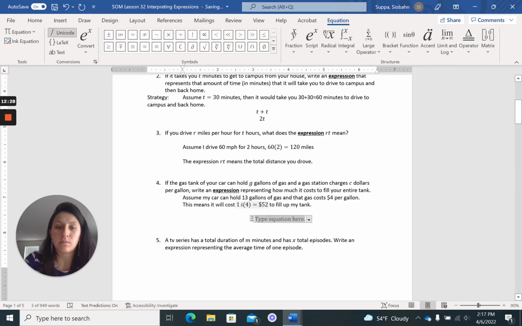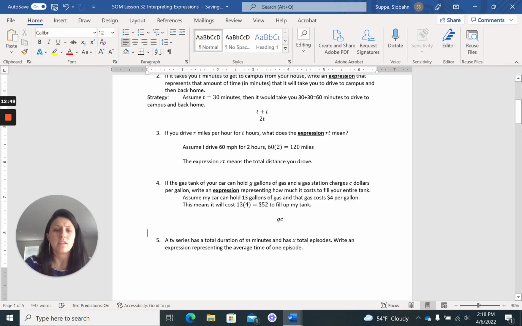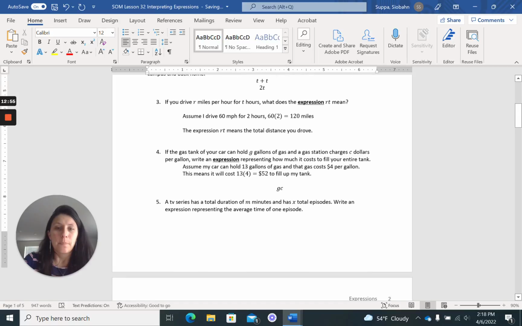So it looks like you're multiplying, and instead of 13, we were substituting that in for G. So that really means your car holds G gallons. And we don't know exactly how much gas costs. Instead, we use this variable. So assuming gas costs C dollars, then to figure out the cost of filling your entire tank, you would just multiply G times C. This is also assuming that your gas tank is completely empty. So I should say that.